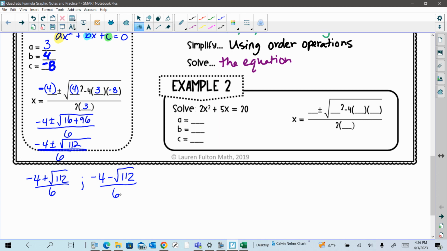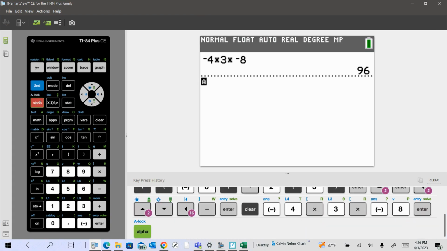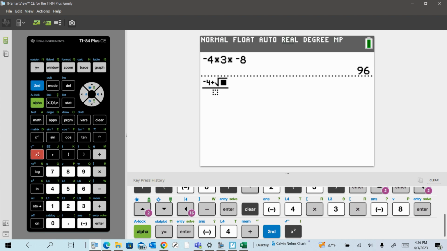Okay, so I'm going to show you how we can type that in using our fraction bar in our calculator. So get your calculator, please. And we're going to go to alpha y equals to get our fraction boxes. And we're going to put negative 4 plus, then we have to put the radical symbol. To get to this radical symbol, this x squared right here is how I square a number. Right above it in blue is this radical sign. So we have to hit second and then x squared to get that square root sign, that radical sign. We're going to type in 112. Then we're going to arrow down and type in 6. And then we're going to hit enter.